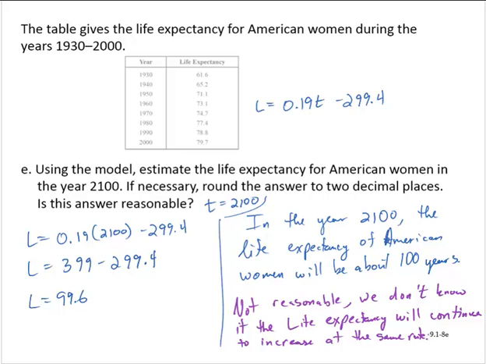In general, when you're creating a model, it's best to use that model near the data points. You don't want to go too far in either direction from the data you already know. So maybe estimating out to 2020 might give you a reasonable estimate, but to go much further than that is very difficult and generally produces unreasonable answers.